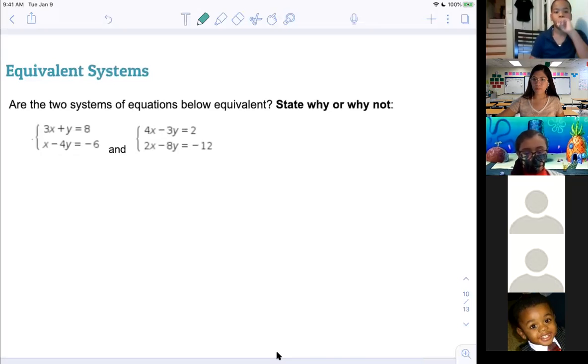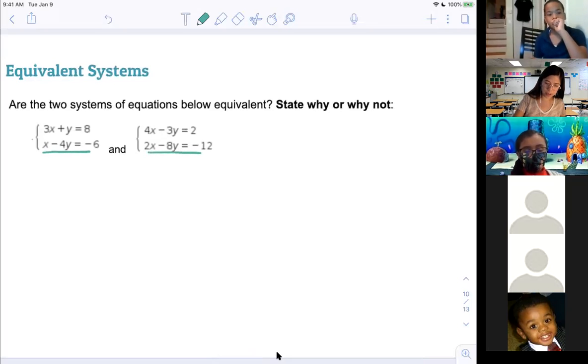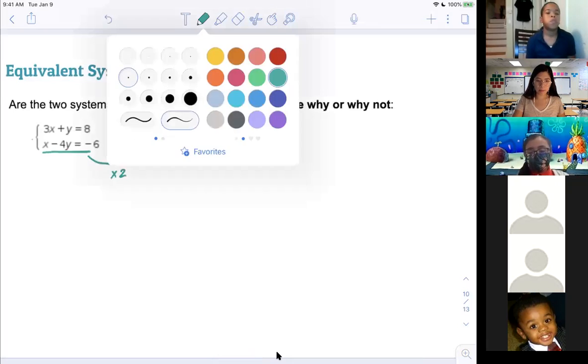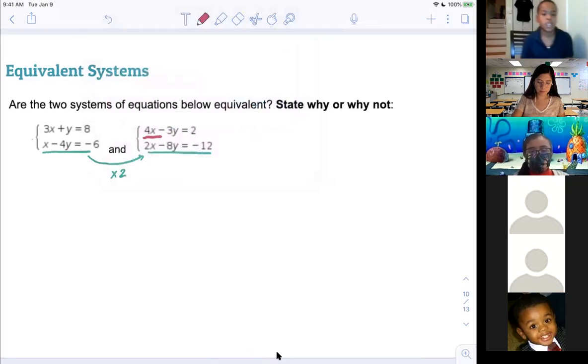The bottom one is equivalent, but I'm not sure about the top one. So how is the bottom one equivalent? Multiply the first one by 2. This is times 2. That's correct. And then what about the top one? You can't really multiply that by anything that will make it equal. You add.